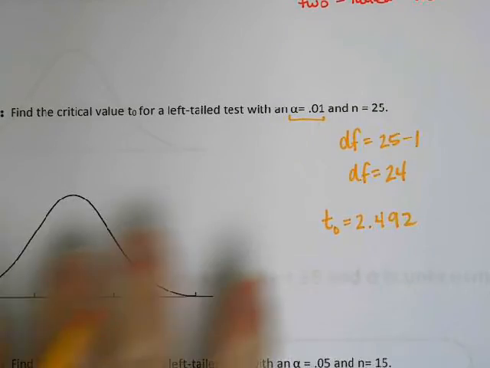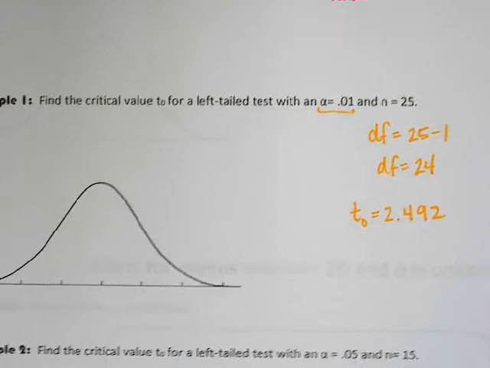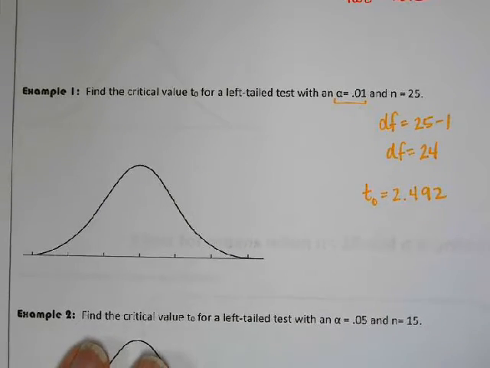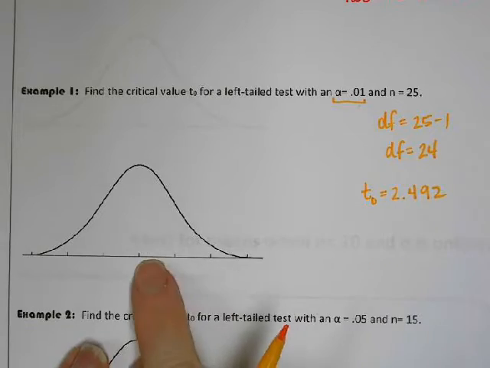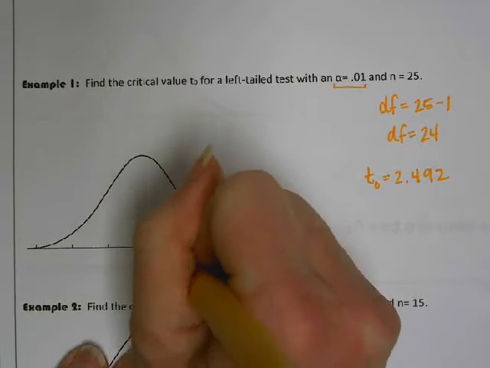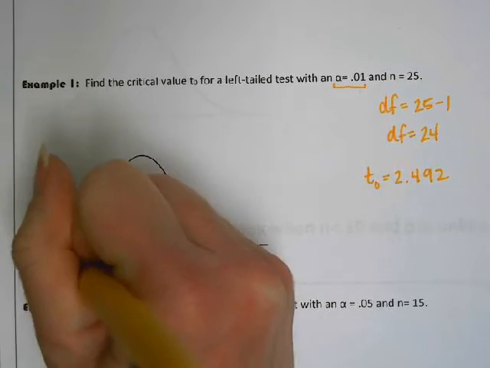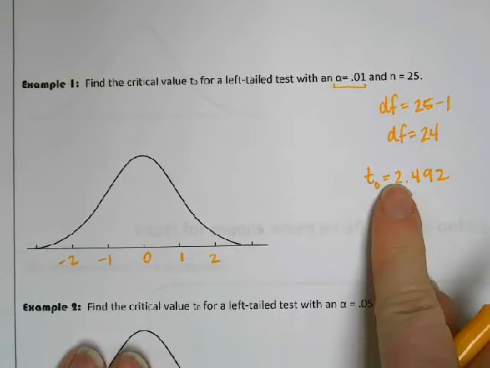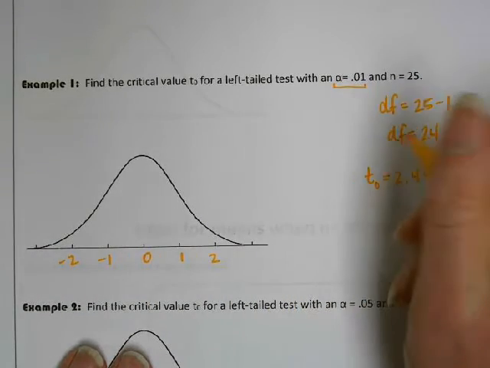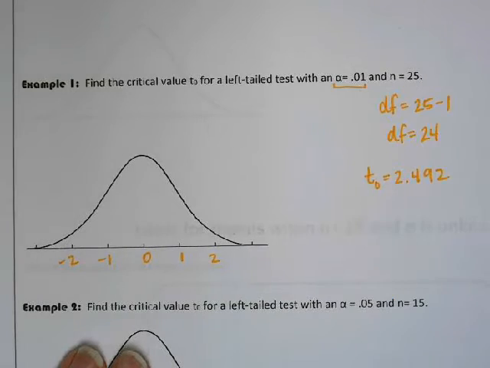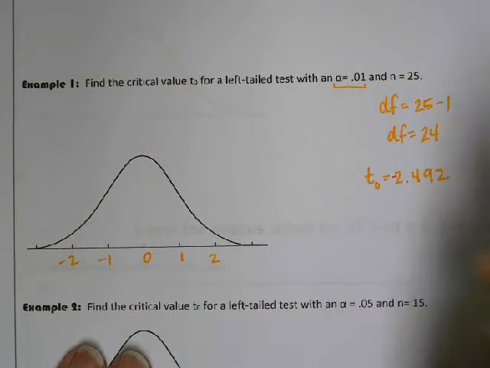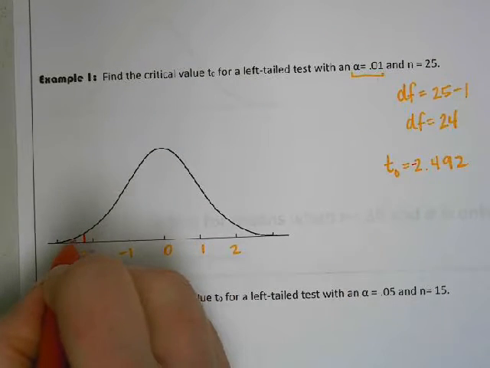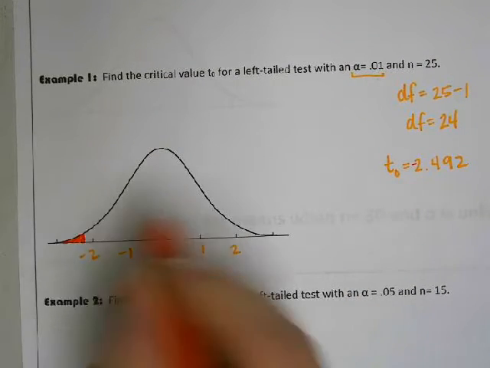Now, they put this over here because they want you to go ahead and sketch that graph. So I have to keep in mind, this is a left-tailed test. So yes, 2.492 would be over here because remember, this is 0, 1, 2, negative 1, negative 2, and these are just standard deviations. So 2.492 would be over here, but it's a left-tailed test. So I have to remember that I need to make this negative 2.492. And I'll go over here to negative 2.492, somewhere over here, and shade.